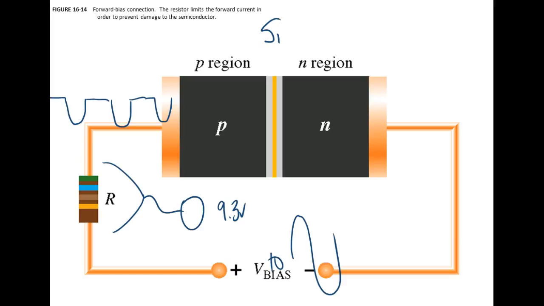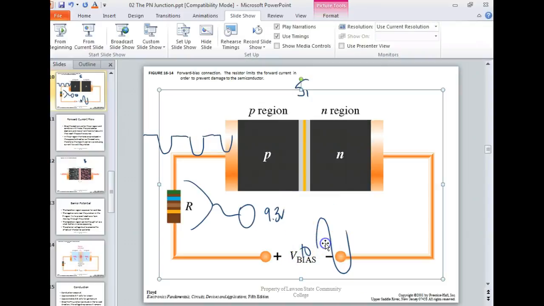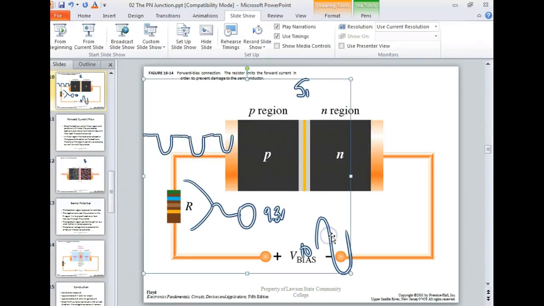So this is forward bias. Let me exit this and get rid of this. This is left over probably from last class.